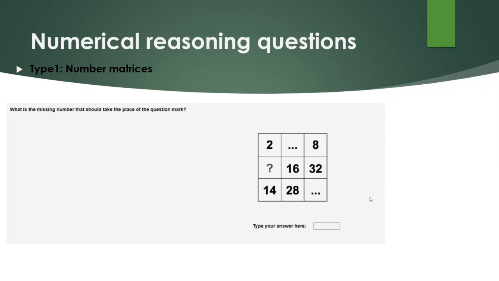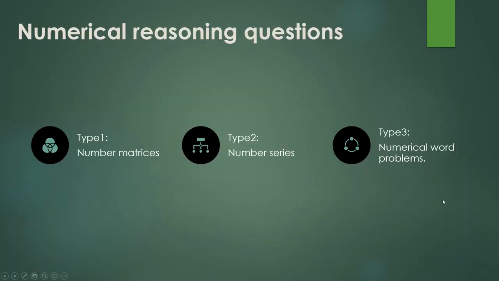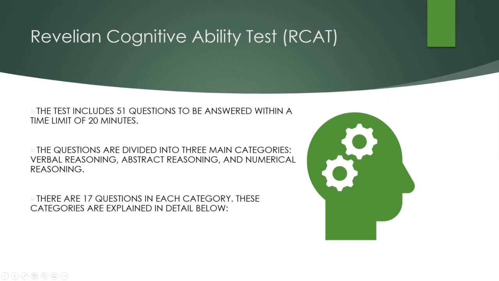Hello everyone, in today's video we are talking about aptitude study for RCAT. Basically, the Revelian Cognitive Ability Test is a timed multiple choice test that measures your general cognitive ability. Each person can only take the test up to 3 times, at most once a year. Therefore, please prepare well before the exam.